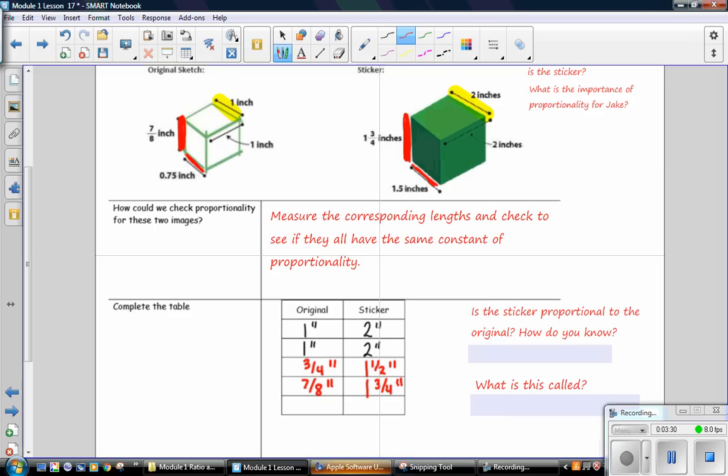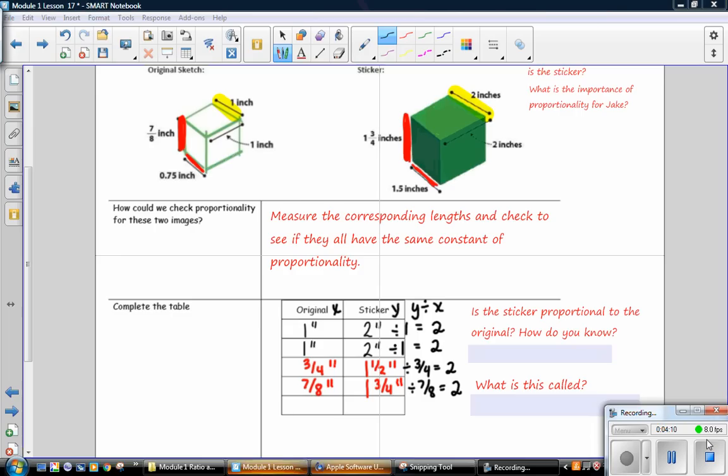So we want to know, is the sticker proportional to the original, and how do you know? So remember, to check proportionality, it is y divided by x. And so we have the original as our x value and our sticker as our y value. So 2 divided by 1, 2 divided by 1, 1.5 divided by 3/4, and 1 3/4 divided by 7/8. So we'll calculate those values to see what the constant is. So the unit rate is 2, 2, 2, and 2.